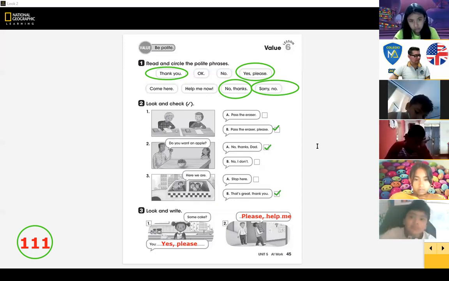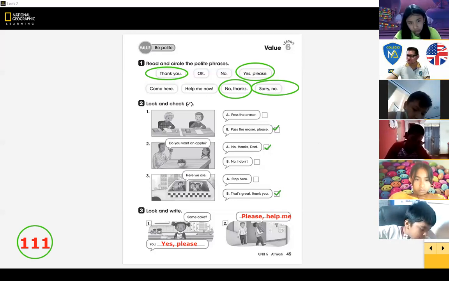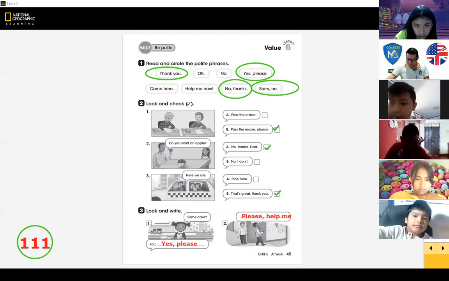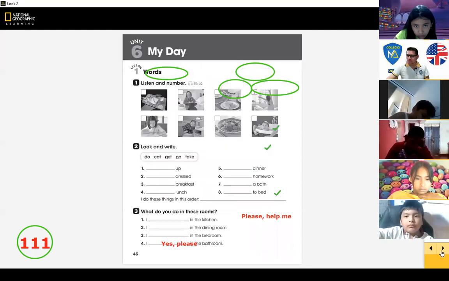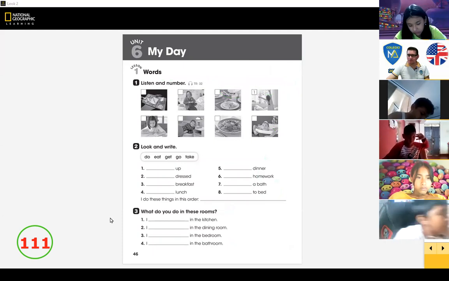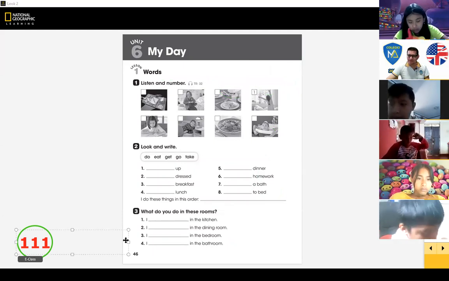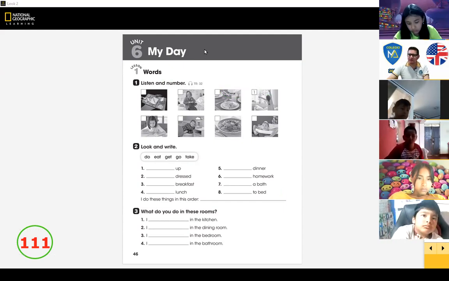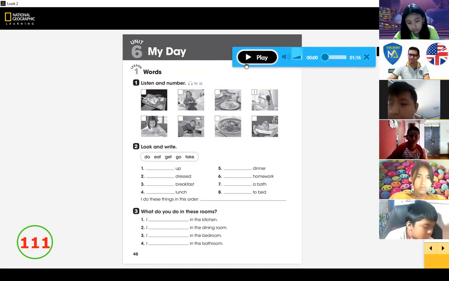Okay, I think we must start now, right? Let's see. Oh, we must go to the next page. Yeah, this is 111. Okay, let's see. What do we have here? Oh, yeah, let's work. Let's work very fast here. What do we have? This is about my day, right? So let's work. Here it says, listen and number. Pay attention. Listen and number, please.